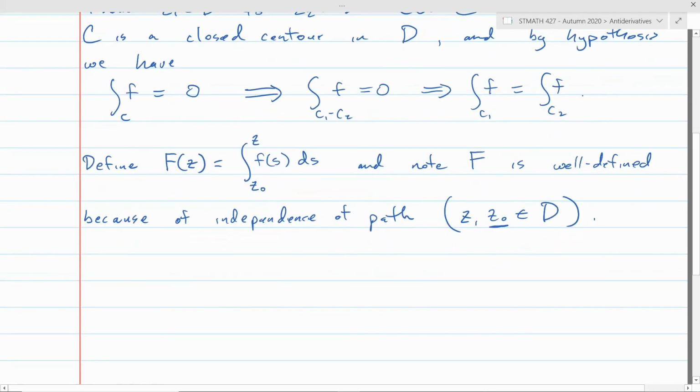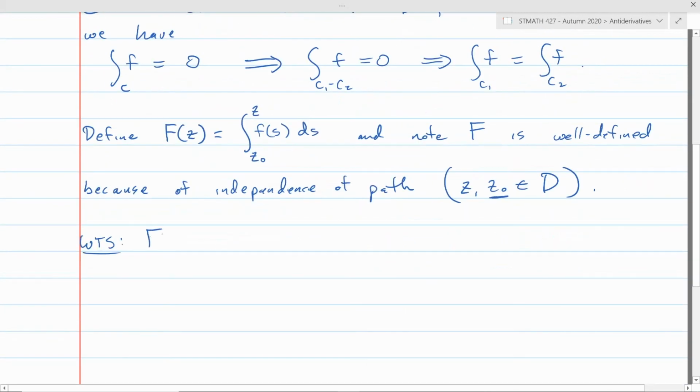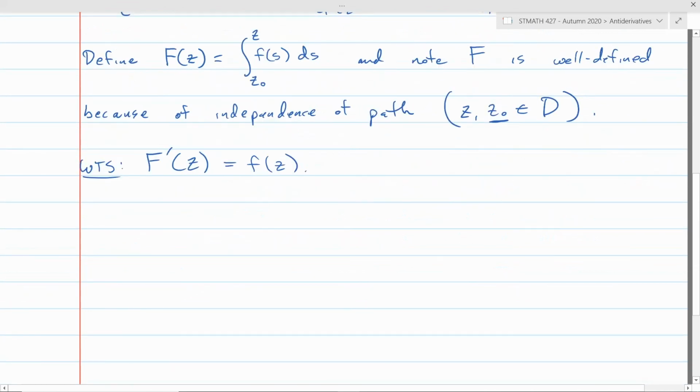So what we want to show is that big F prime of Z is equal to little f of Z. Well, let's break that down. At this point, we don't know anything about big F other than, if we want to take its derivative, we could use the definition of derivative. So let's just see what happens when we try to do that.